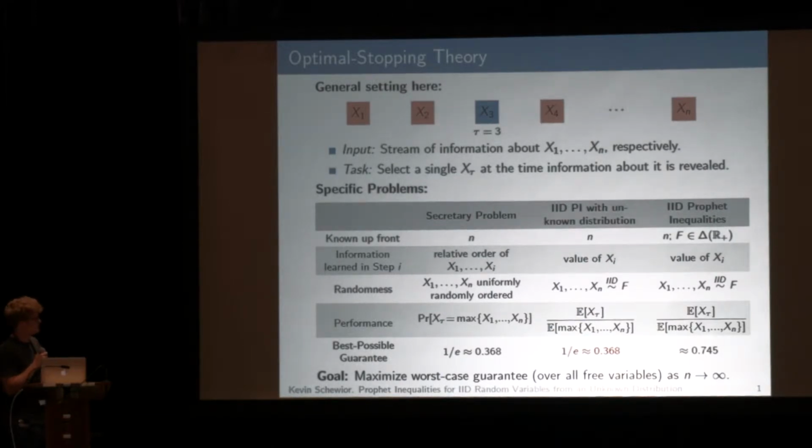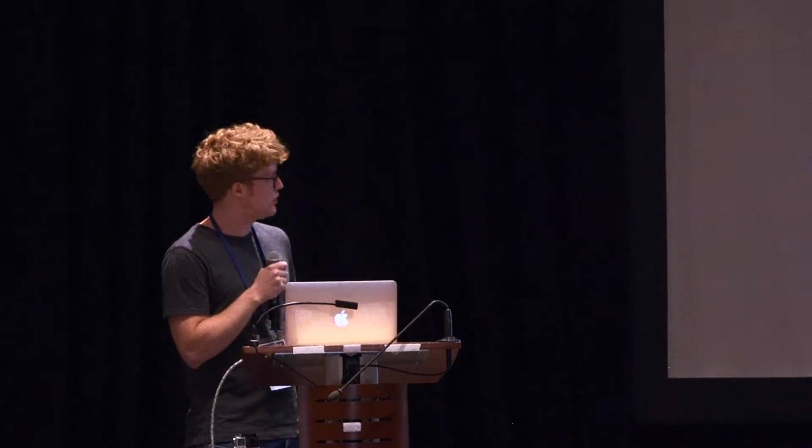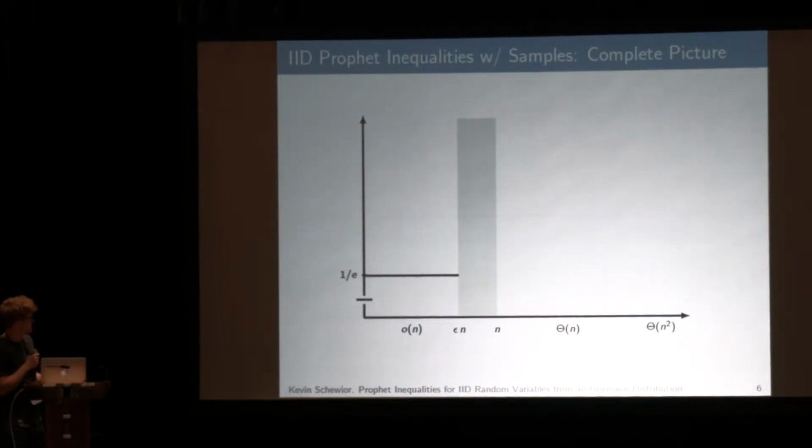So what we did then was we interpolated between these two problems by moving a bit closer to the profit inequality problem by giving the algorithm more information. So we looked at the i.i.d. profit inequality problem with samples. The algorithm is given k samples from the distribution, additionally to the value n. And now the best possible guarantee we can achieve will be a function of the number of samples k, right? So let's look at that function. On one axis, this is the number of samples, and on the other axis we have the best possible guarantee that we can achieve.